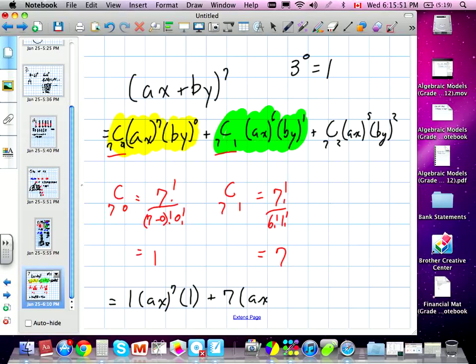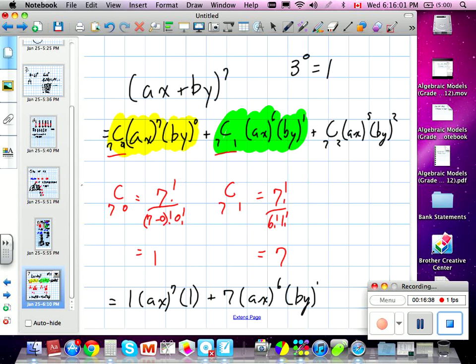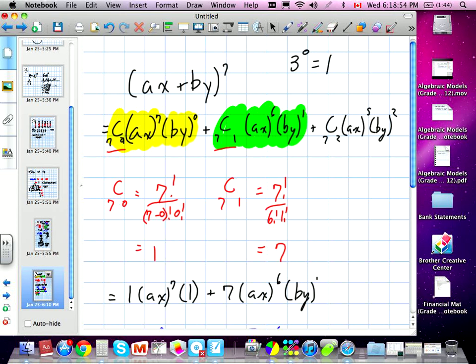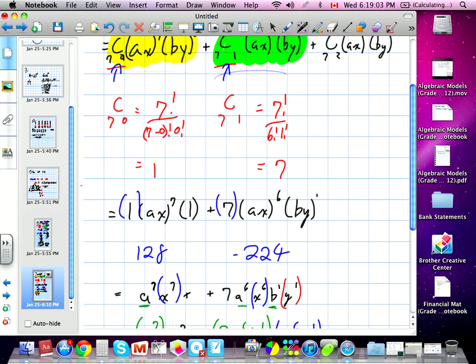Okay, so like we said, they've given us information for just the first two, so we're just going to focus on those two. We solved for our C's, which are 1 and 7. In this question, they told us the coefficient of the first term was 128, and the coefficient of the second term was negative 224. Now, we separated our variables. In the very first term, we knew that by was just going to be equal to 1 because it was to the power of 0, so we actually got rid of the y variable.